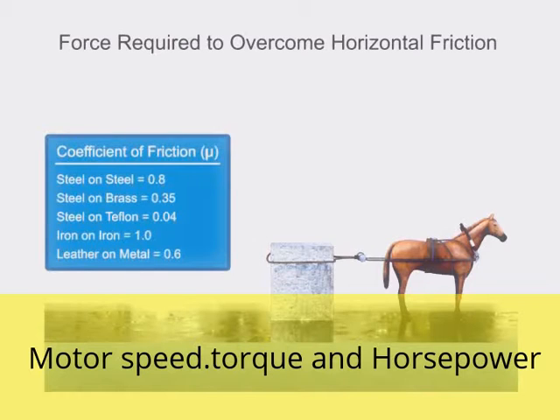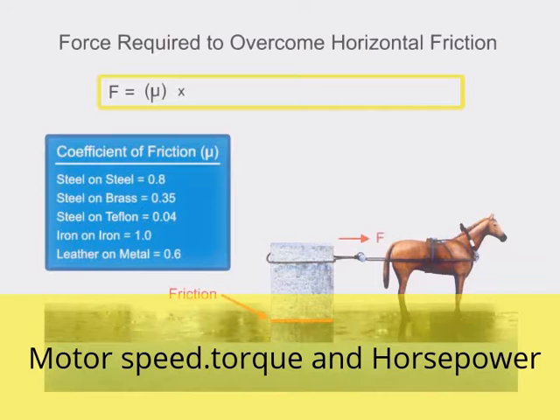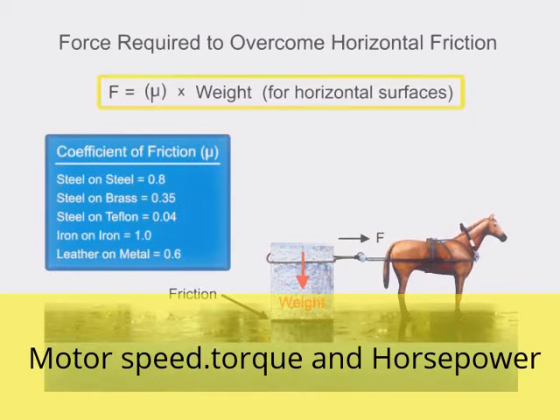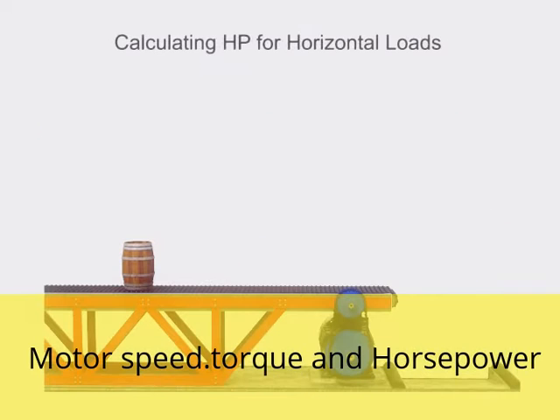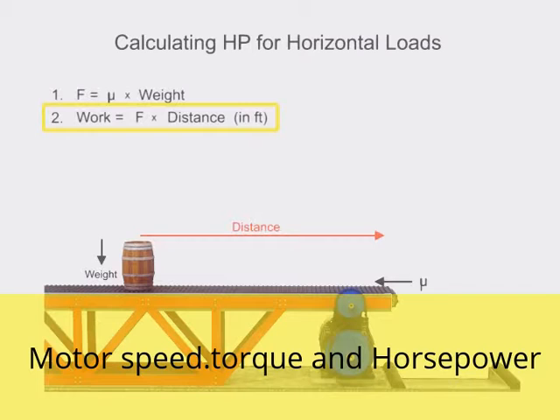The amount of force required to slide a load and overcome the surface friction is calculated by multiplying the coefficient of friction by the weight of the load. Once this force is determined, it's easy to calculate the required horsepower to move a horizontal load. First, find the horizontal force required by multiplying the coefficient of friction by the weight. Then determine the amount of work required by multiplying the force by the distance in feet to be moved.